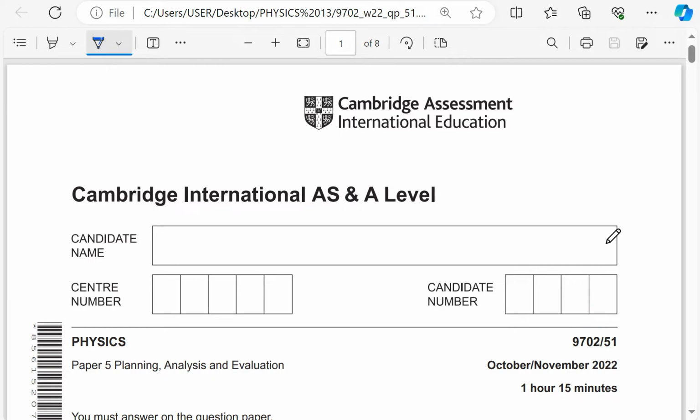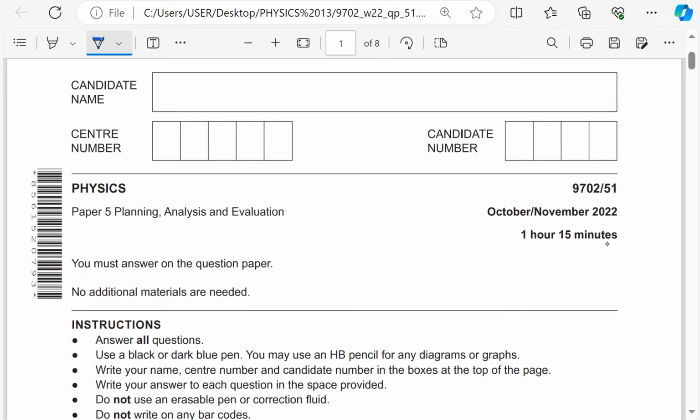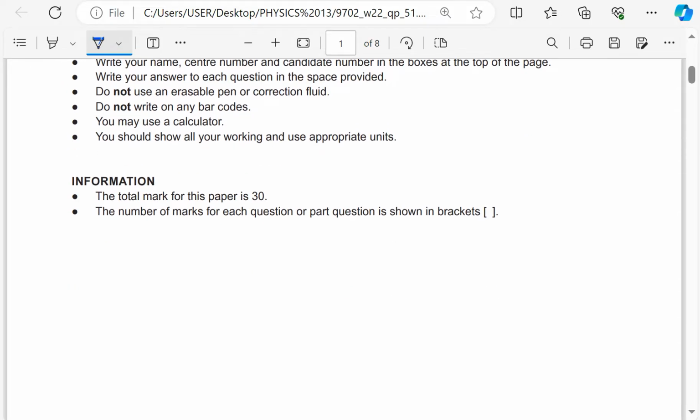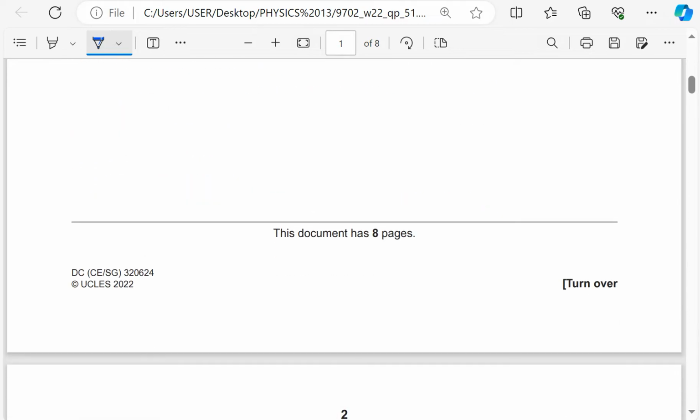So here is the question paper. The paper is supposed to be 1 hour and 15 minutes. I don't know if I will try to keep time because it is really not easy to draw diagrams and graphs on a computer, but I'll try my level best. This paper is 30 marks, but is very, very important.